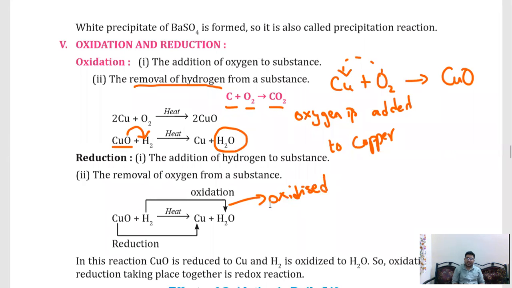Hydrogen got oxidized. But if you observe this copper oxide, here oxygen got removed. Now you see, try to understand reduction. Oxidation means addition of oxygen or removal of hydrogen. What is reduction? Removal of oxygen or addition of hydrogen.